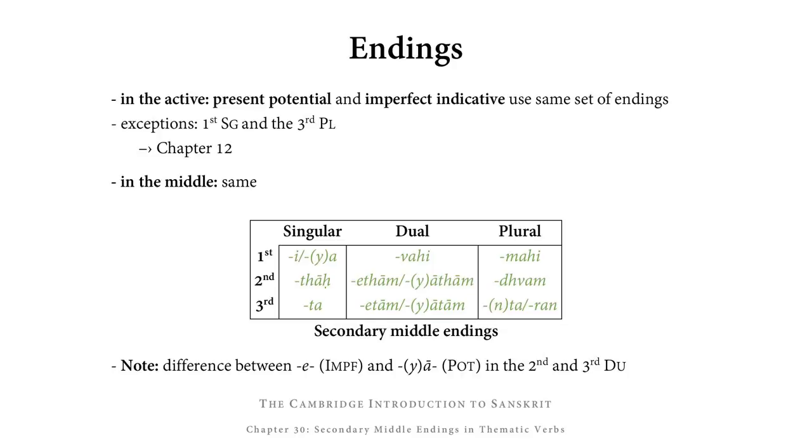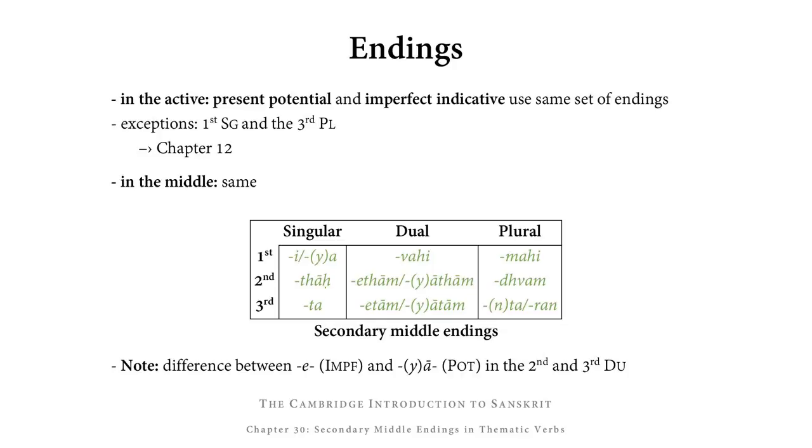When we were looking at the endings of active verbs, we saw that the present potential and the imperfect indicative use the same set of endings, with exceptions in the first singular and in the third plural. These endings are known as the secondary endings, and if you don't quite remember them anymore, go back to chapter 12, where they were first introduced.